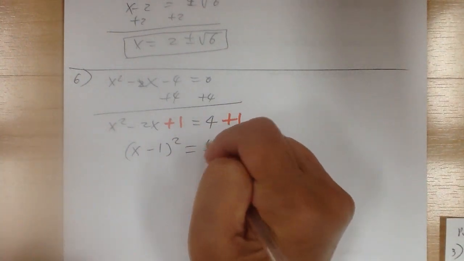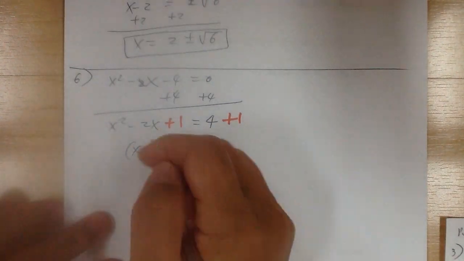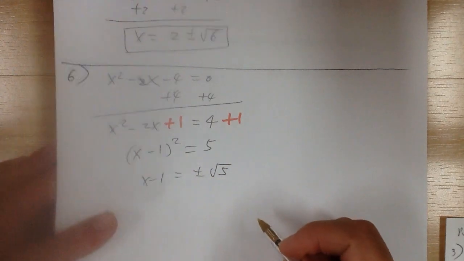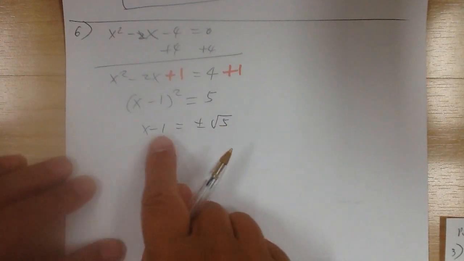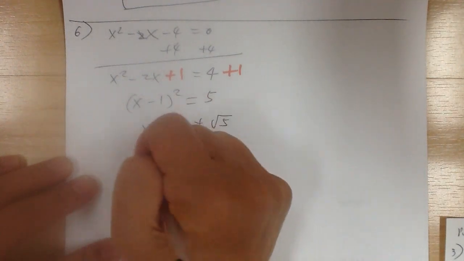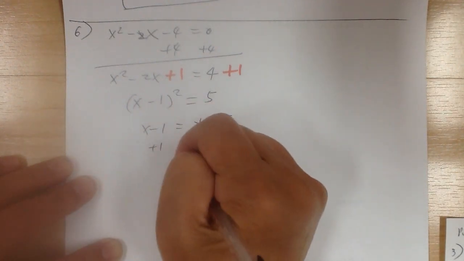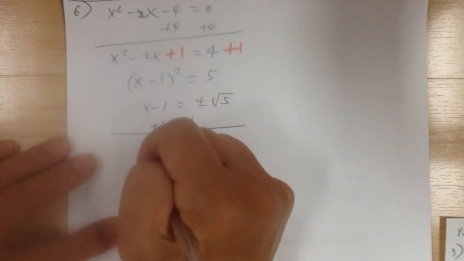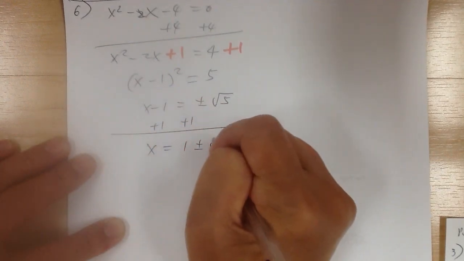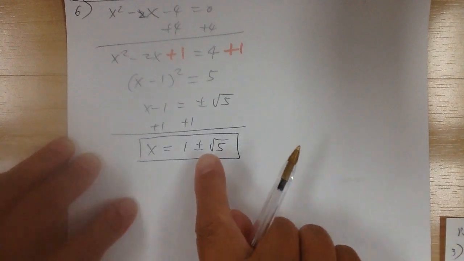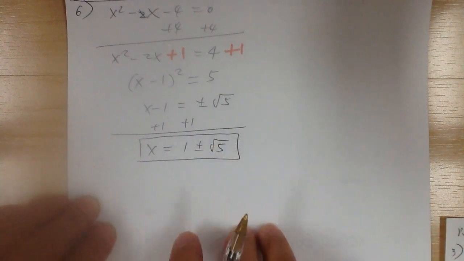Okay, so you end up with 5. Okay, so take the square root on both sides. And this one you don't have to separate because you cannot simplify. Okay, so because there are different kind of numbers. This is radicand, this is an integer. So just plus 1 on each side. So you got x equal to 1 plus or minus square root of 5. So you can always put a plus or minus in the back.